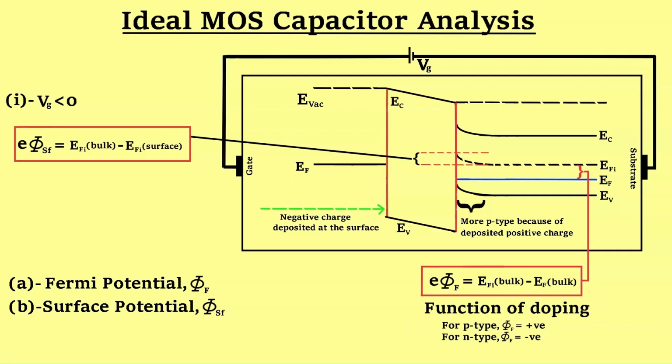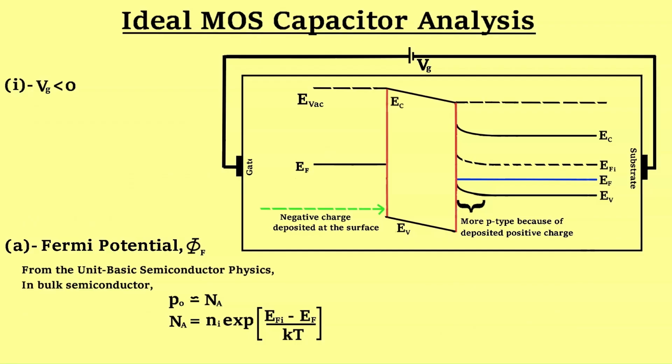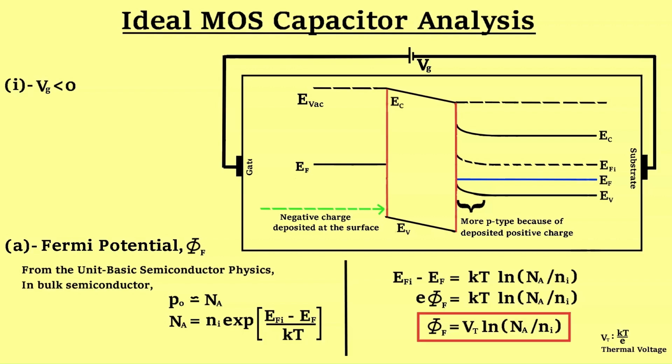Fermi potential is a function of doping. For p-type semiconductor substrate, Fermi potential is positive, whereas for n-type substrate, Fermi potential is negative. Surface potential, on the other hand, is a function of applied voltage and will change if the external applied voltage is changed. From the first unit, we have hole concentration equal to intrinsic carrier concentration multiplied by exponential of intrinsic Fermi energy level minus Fermi energy level divided by Boltzmann constant times temperature in Kelvin. By rearranging the equation, we will find the formula for Fermi potential. This formula is very important and you should learn it.